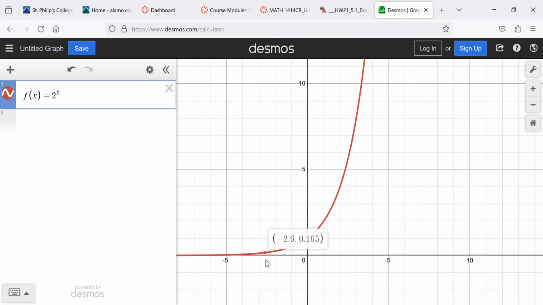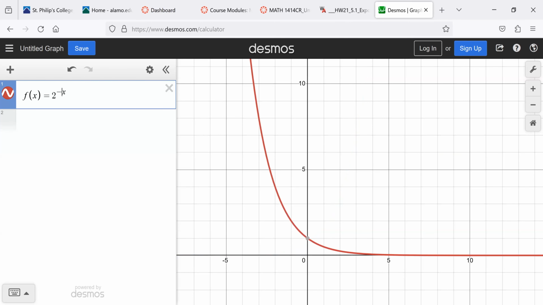There's an asymptote underneath. Now, if you have a minus here, it's just going to be reflected. So as you plug in bigger numbers, it approaches 0. When you plug in more negative, it shoots off. So it just does the opposite.